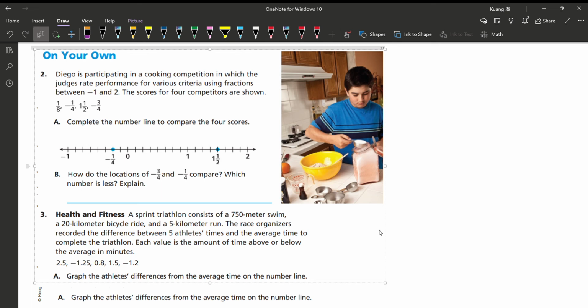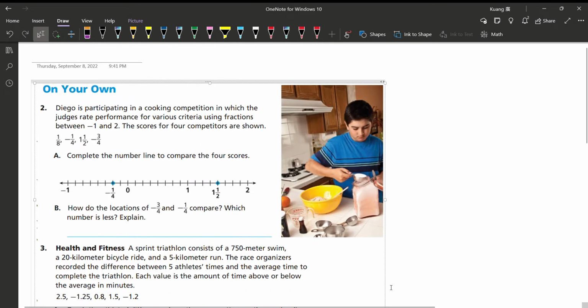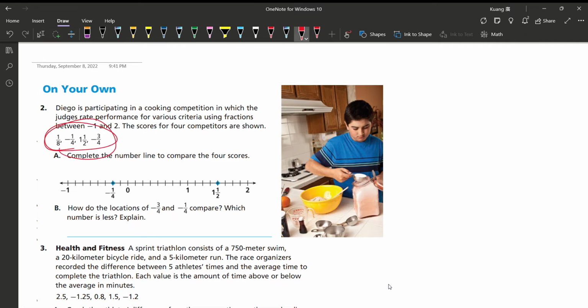Hi, in this video I will show you how to solve the question on textbook page 17, which you can try on your own. Question number 2: Diego is participating in a cooking competition in which judges rate performance for various criteria using fractions between -1 and 2. The scores for 4 competitors are shown. Complete the number line to compare the 4 scores.